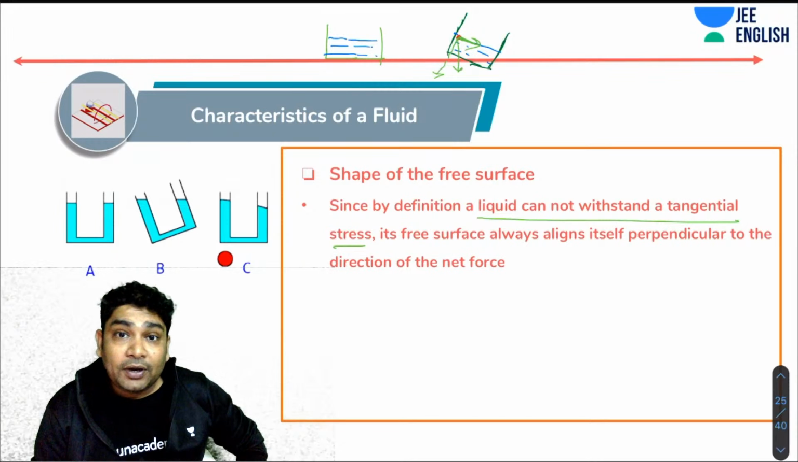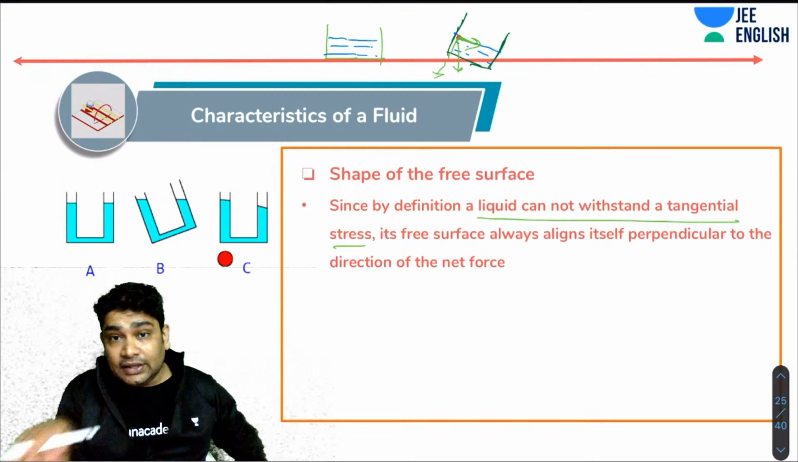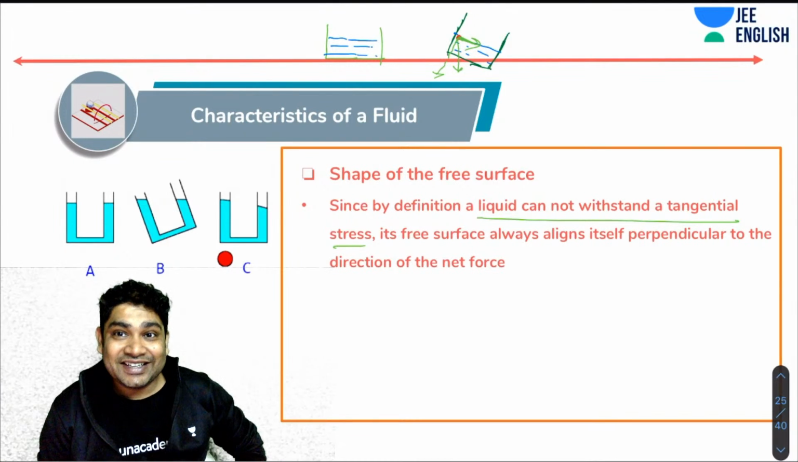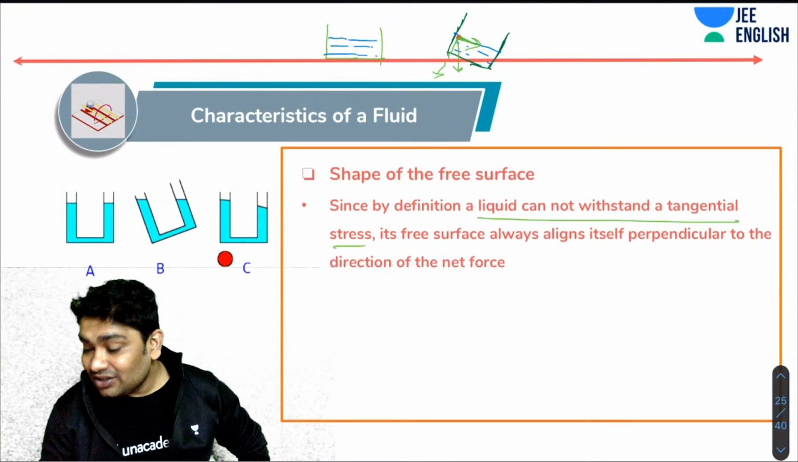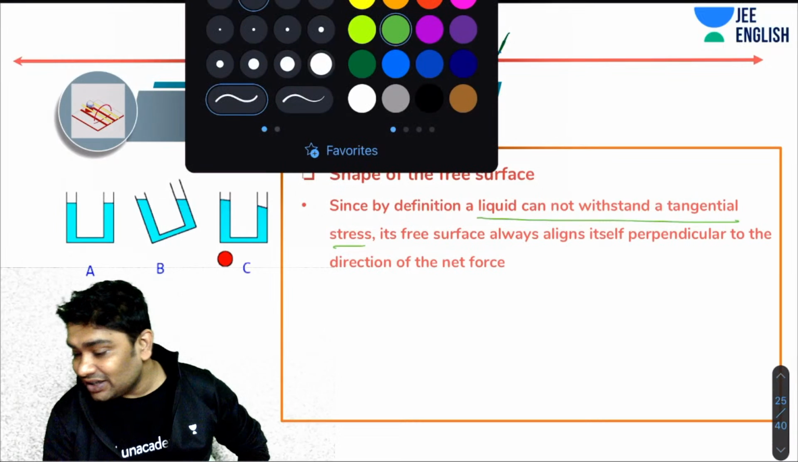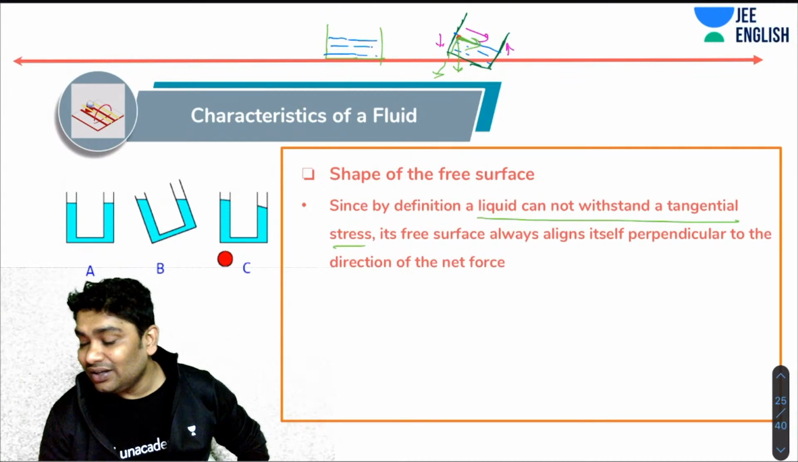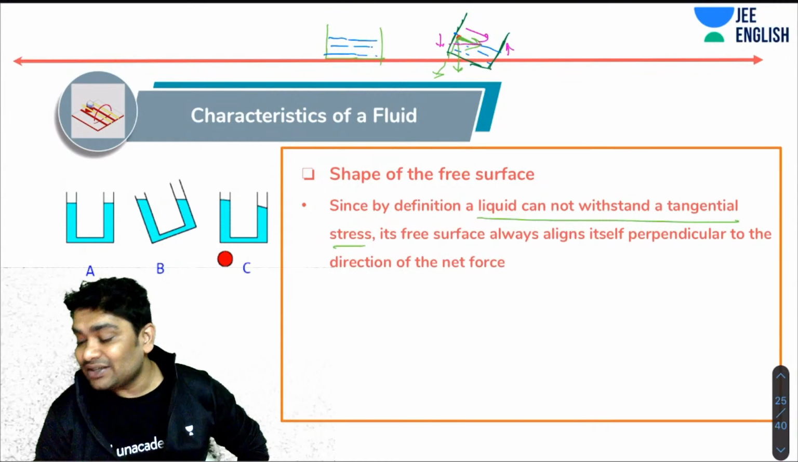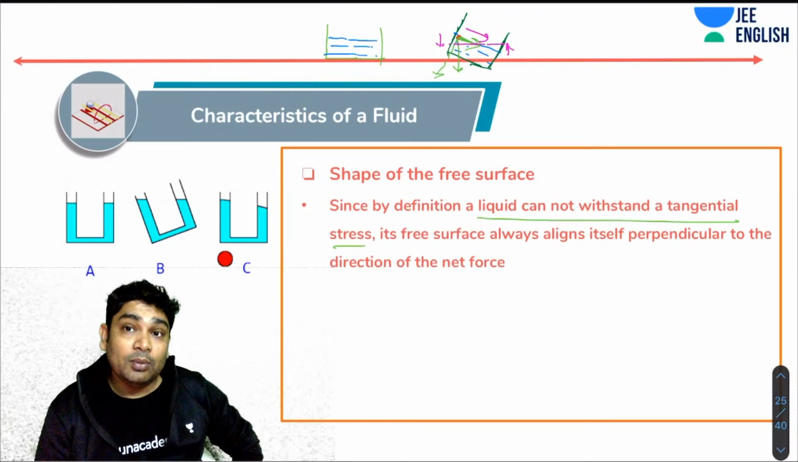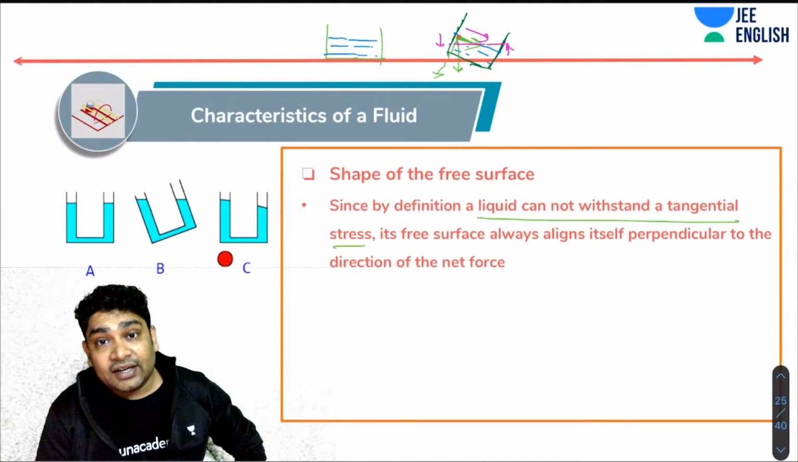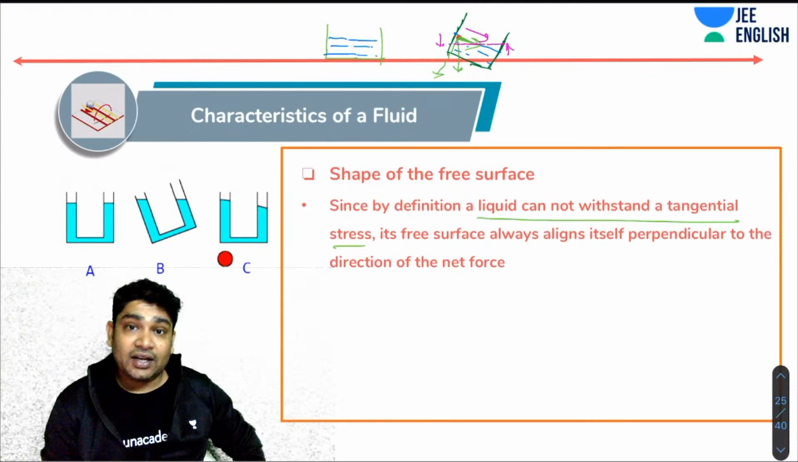So that component of the force of gravity along the surface would have provided a tangential stress or shear stress. That would have caused the liquid to flow in this direction, and hence you should have seen the level rise here and the level drop here until it would have become like this. The moment your surface aligns itself perpendicular to the external force, you don't have any tangential or shear stress, and that is where the equilibrium would be found.